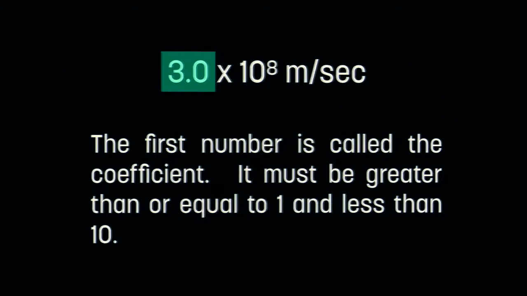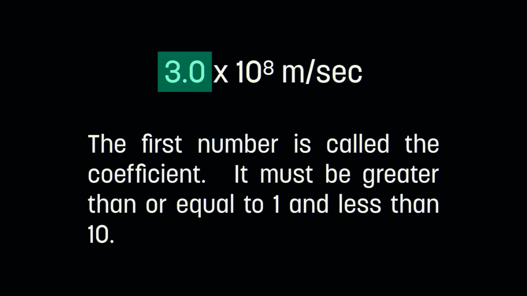So to do that, we have to first identify the coefficient. That's the first number that you see, the 3.0. The rule is that number has to be greater than or equal to 1. But it also has to be less than 10.